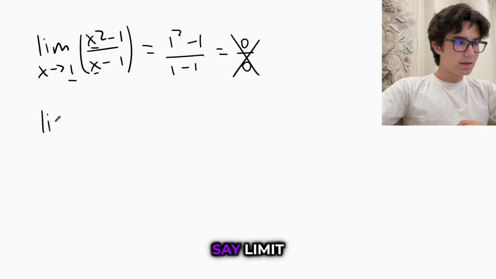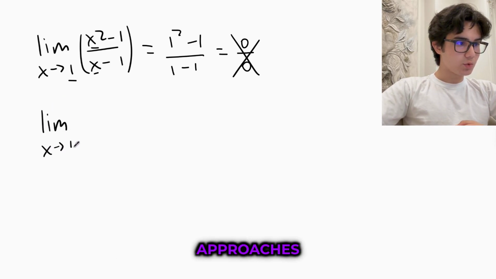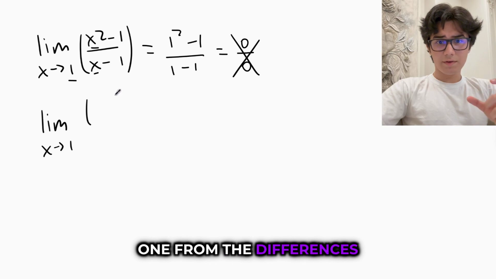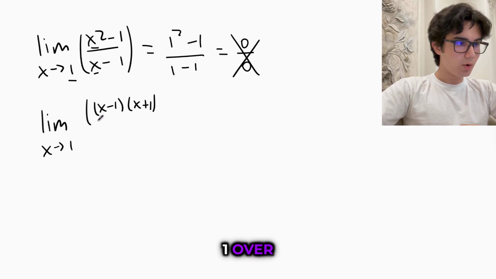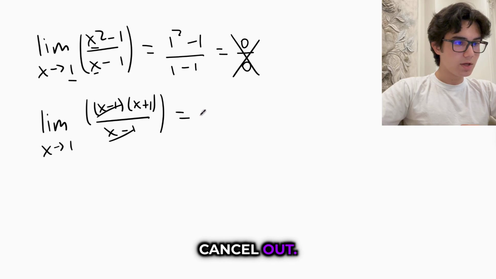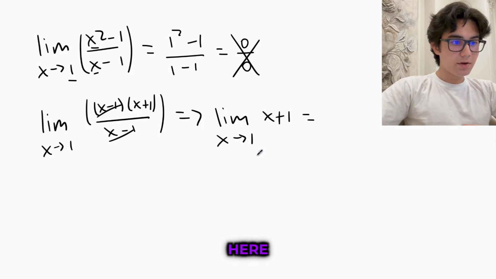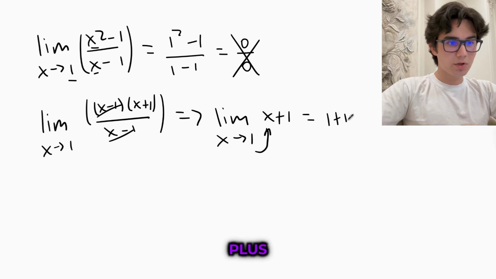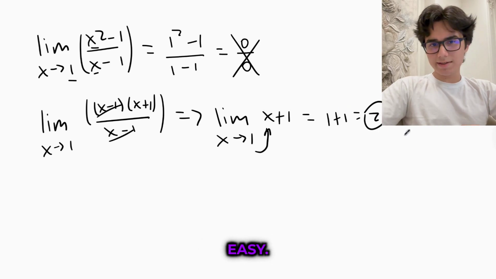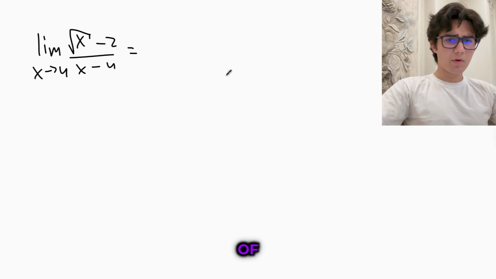So for the limit as x approaches 1, from the difference of squares, we can say that this is the same as x minus 1 times x plus 1 over x minus 1. And then the x minus 1's cancel out, and now we can substitute 1 for x right over here, and it's going to be 1 plus 1, which is 2. Easy.